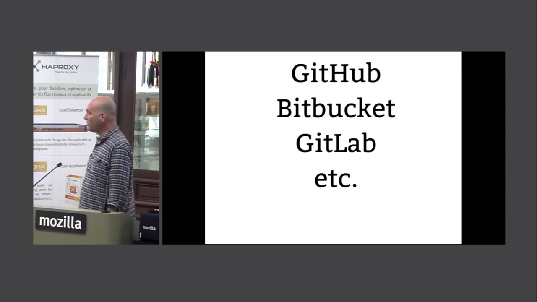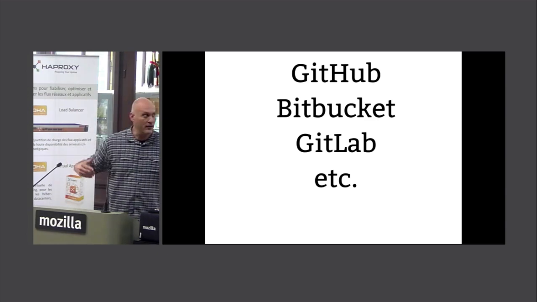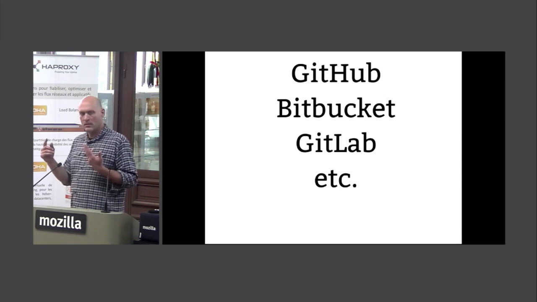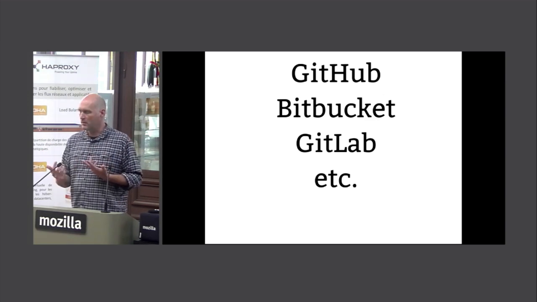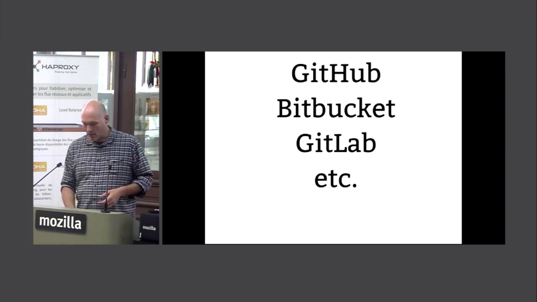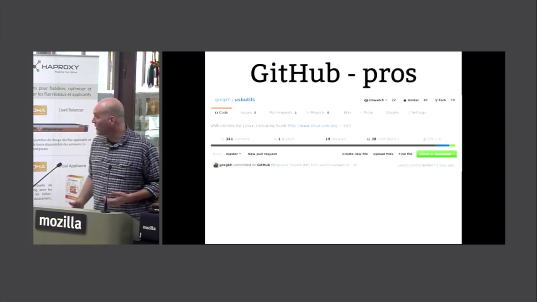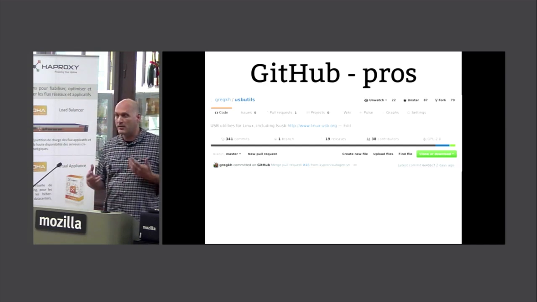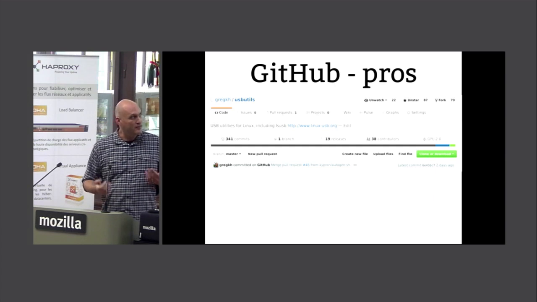So let's look at common tools out there. I'll lump some of these together. There's the public ones that a lot of people are used to: GitHub, Bitbucket, GitLab. There's a few other public Git hosting ones out there. These are good ones. So let's look at what they're good at. GitHub is good. I mean, GitHub is really, really nice. It's very pretty. It's very, very pretty.